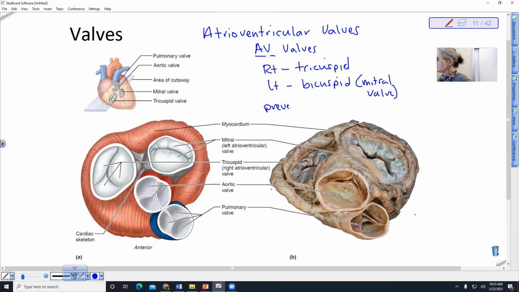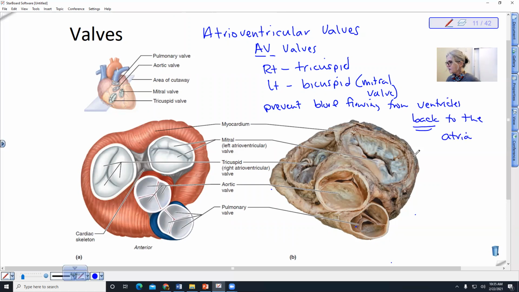So prevent blood flowing from ventricles back to the atria.